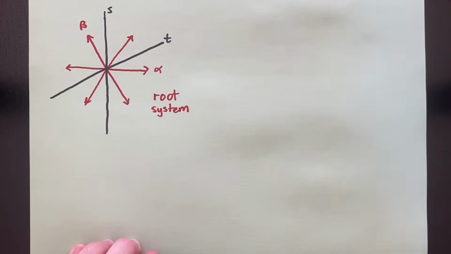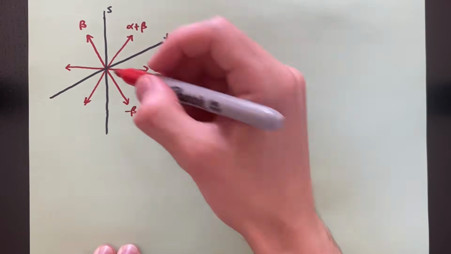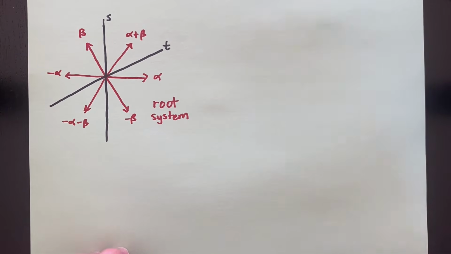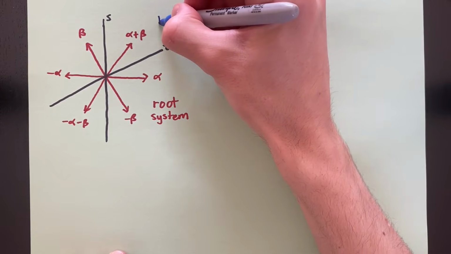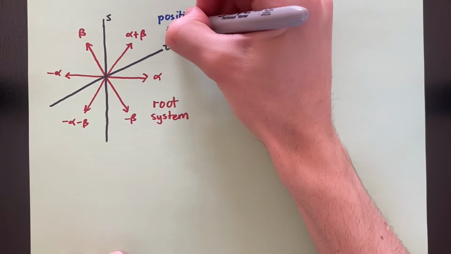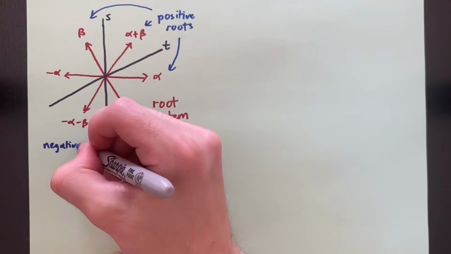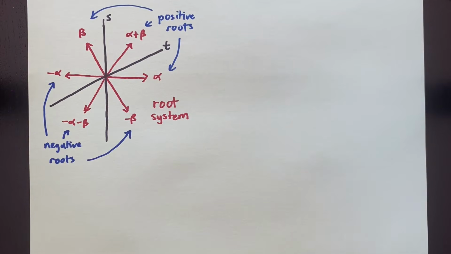Now, because the roots we started with form a basis for the vector space, every root in this root system can be written as a unique linear combination of the starting roots. If the coefficients in this linear combination are all positive, that is, if the root lies within the big cone spanned by the starting roots, then we call it a positive root, and otherwise it's a negative root.